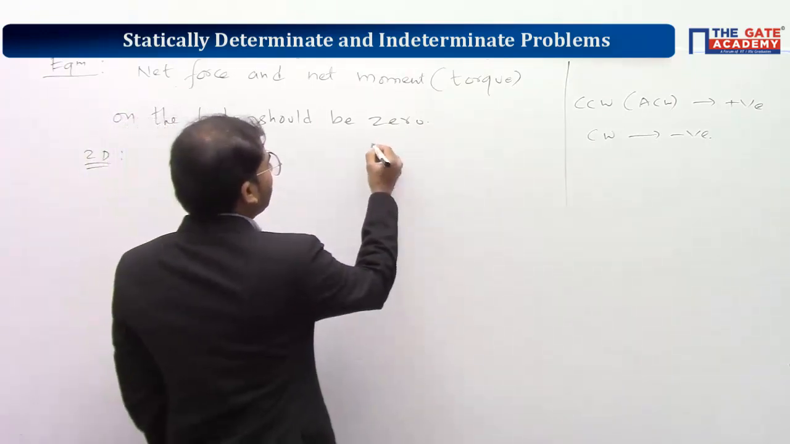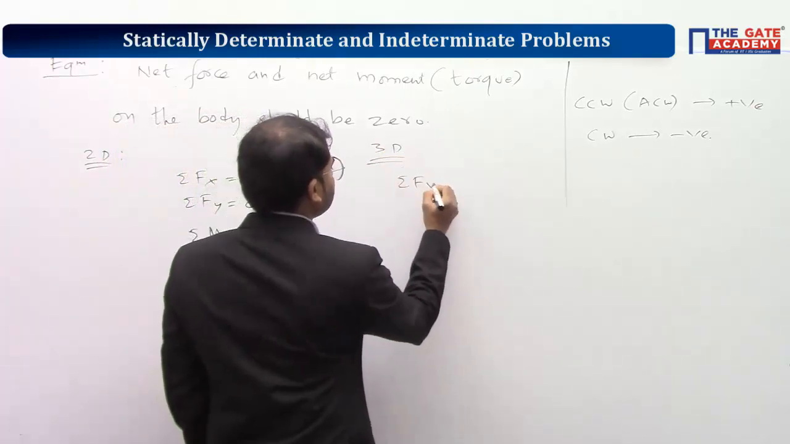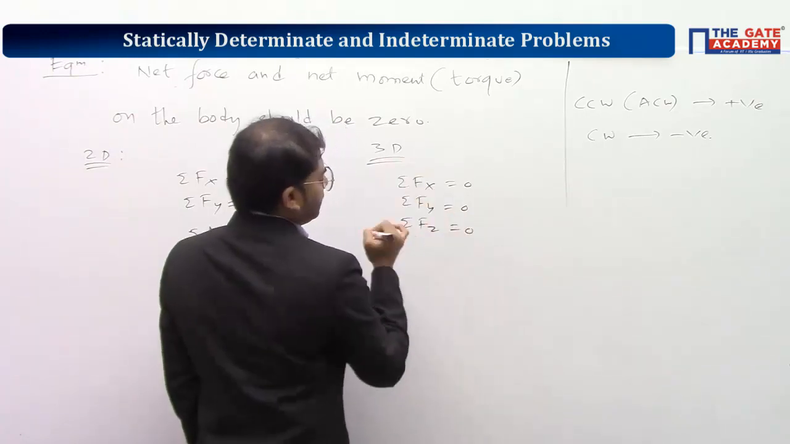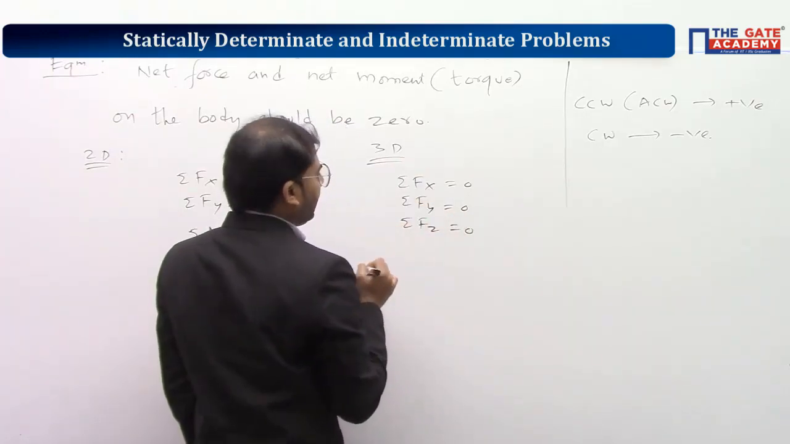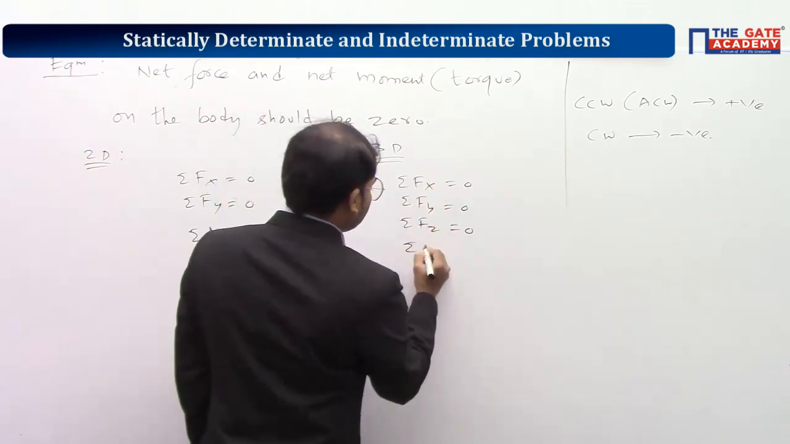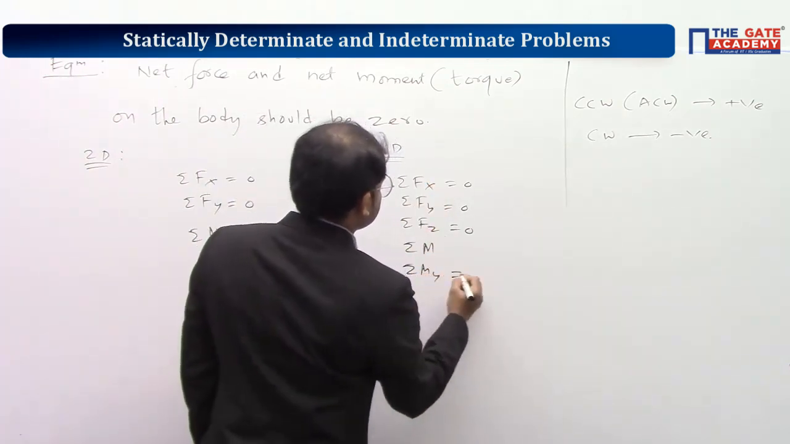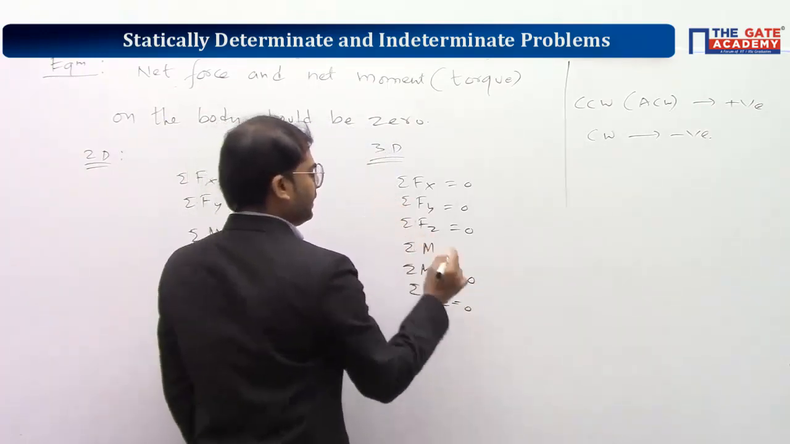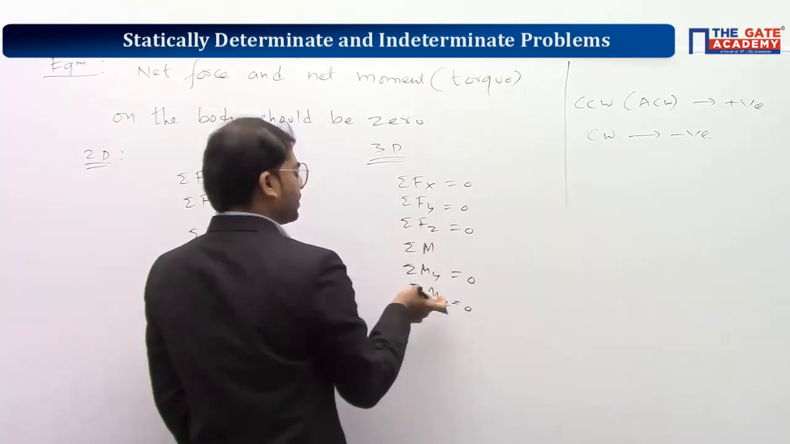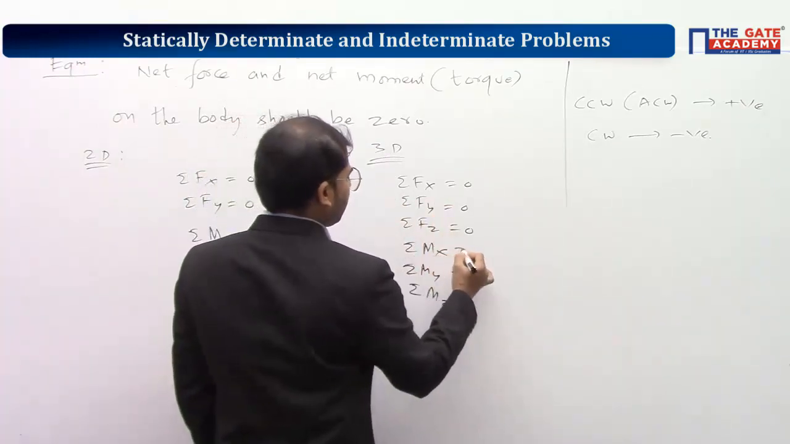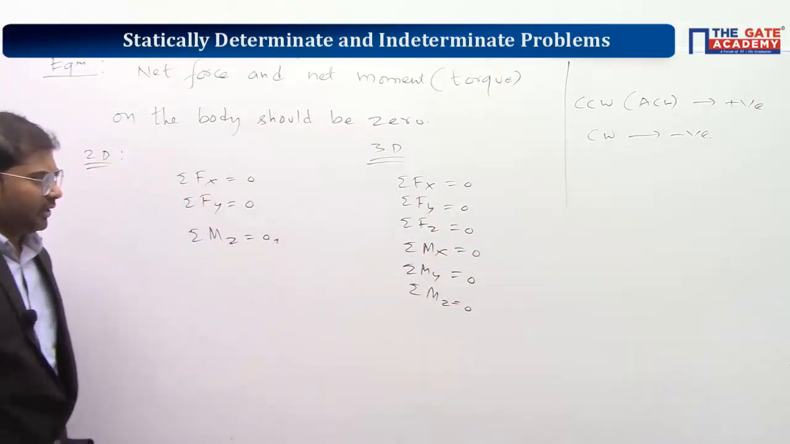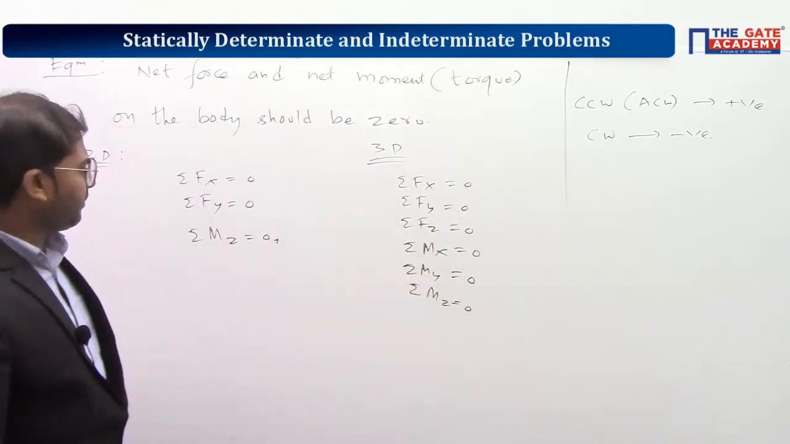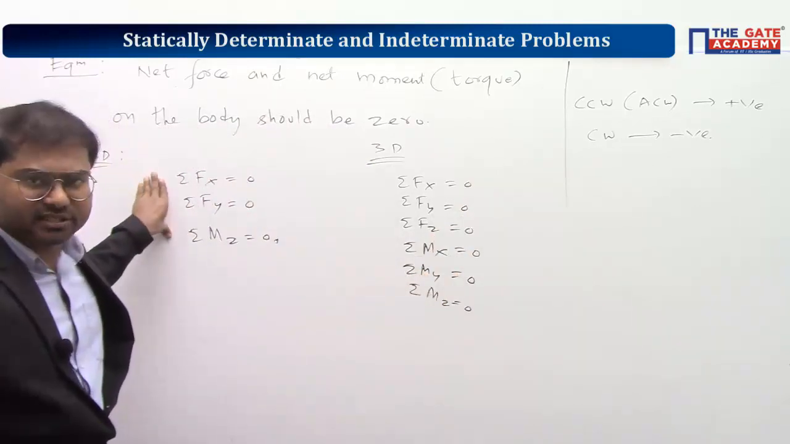Understand? Whereas in 3D loading conditions, you will be having forces along 3 directions, so you should satisfy these 3 equations here. As there are force components along x and y, you should make sigma Mz equal to 0. As force components are along x and z, sigma My should be 0. As force components are also acting along y and z, sigma Mx also should be equal to 0 here. So if you are going with the 3D force system, these 6 equations should be satisfied, and if you are going by the 2D force system, you should satisfy just these 3 equations.